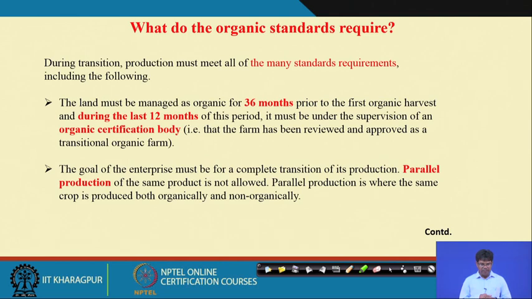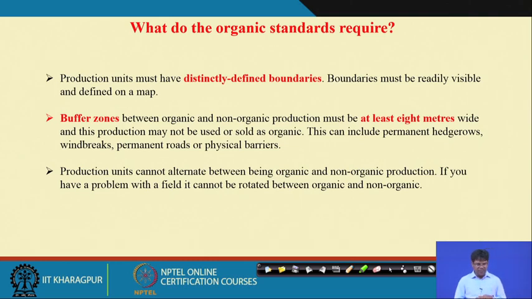The goal of the enterprise must be a complete transition of its production. Parallel production of the same product is not allowed if you are going for organic certification for a particular product. So, that product should be grown only organic during the transition period; parallel production, meaning organic and non-organic, should not be followed. And the production must have a distinctly defined boundary, that means if you go for the transition, you are not converting the whole farm to organic in one step.